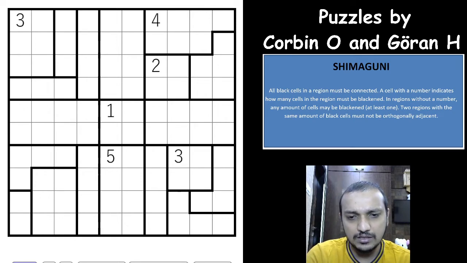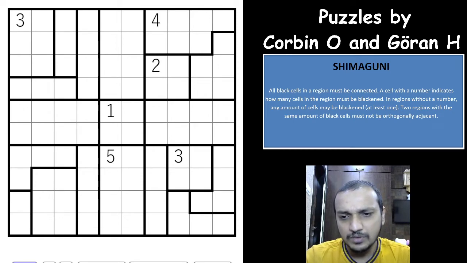And so coming back to the puzzle, we need to shade some cells in each region in such a way that all the black cells in each region are connected to each other, right? And the number within a region indicates how many black cells will be shaded in that region. So I mean to say how many cells are shaded in that region is indicated by the number in it. If there is no number in the region, any number of cells can be shaded, but at least one, right?